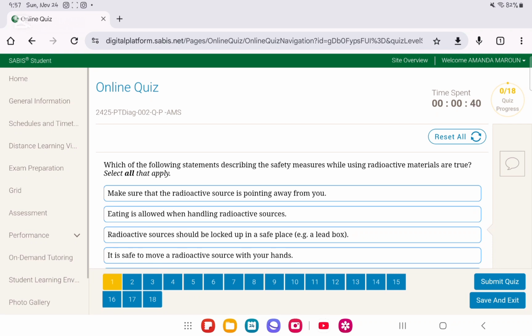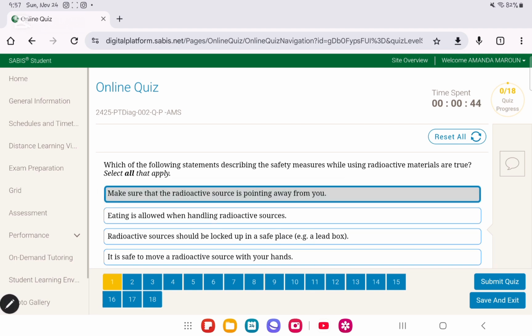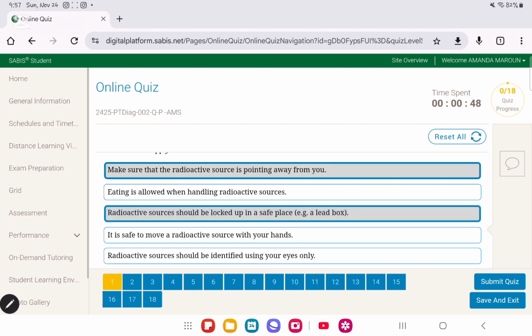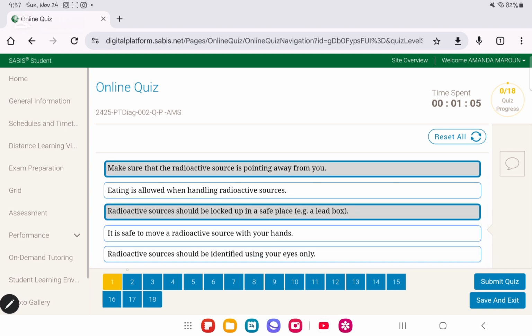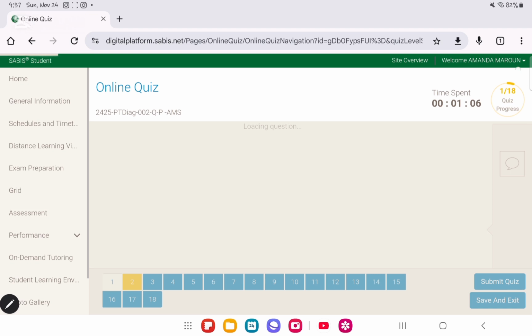First thing, you have to make sure that the radioactive source is always pointing away from you and other people. You're not allowed to eat, okay? They should be locked up in a safe space, especially a lead box, because the lead box can stop alpha, beta, and it can minimize gamma. It's not safe to move a radioactive source with your hands, and they should not even be identified with your eyes. So there's only two correct answers.